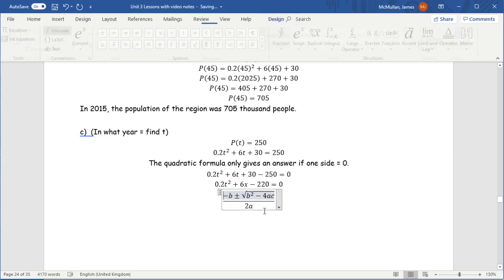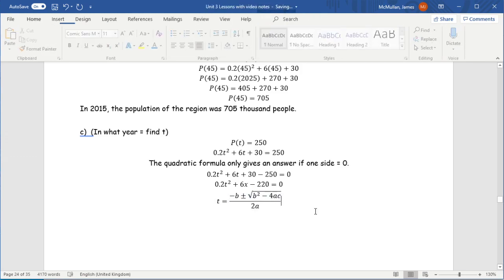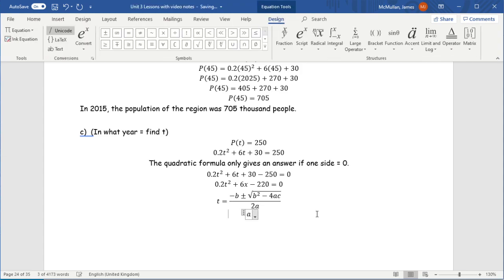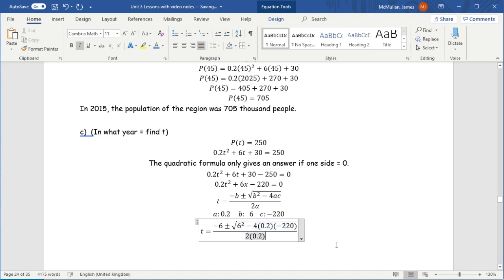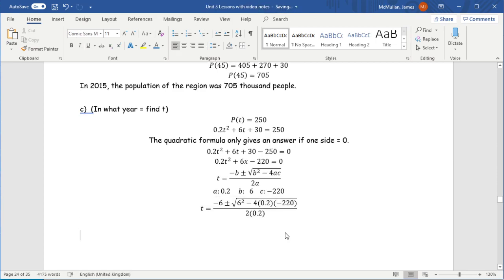This is what t is equal to in our question. T equals. And in our case, a is 0.2, b is 6, and c is negative 220. Okay? So I go ahead and I open up my quadratic equation. I put those parts into it. So b is, replace that with 6, replace this with 0.2, replace this with 6. 6 squared, 0.2, and negative 220. Okay, so I've got this. If I can solve this equation, it'll tell me the times that I need.